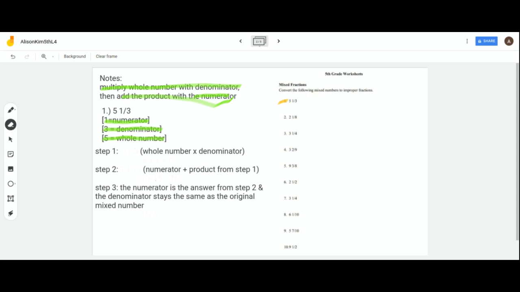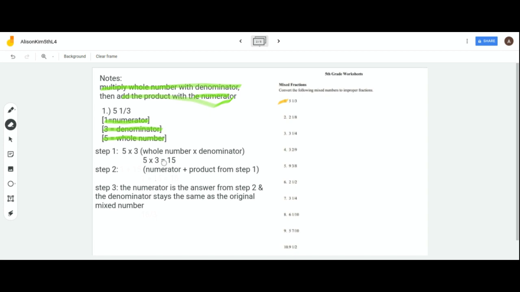Step 1 is multiplying the whole number times the denominator. The whole number is 5, the denominator is 3. So 5 times 3, and this is simple basic multiplication. 5 times 3 equals 15. That's going to be the answer for step 1.